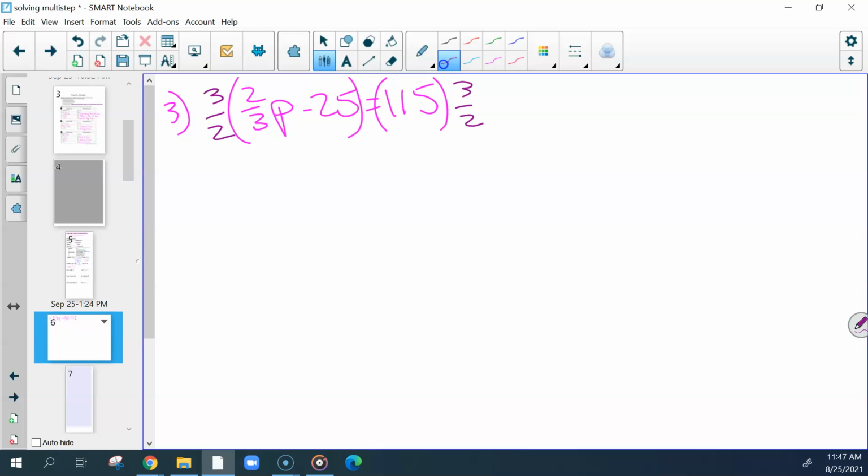And if you weren't sure about what that was, you could multiply across. 3 times 2 is 6. 2 times 3 is 6. 6 divided by 6 is 1 times anything. That way you just do this swap with the P all by its lonesome. So these are going to cancel, become 1 or just P.